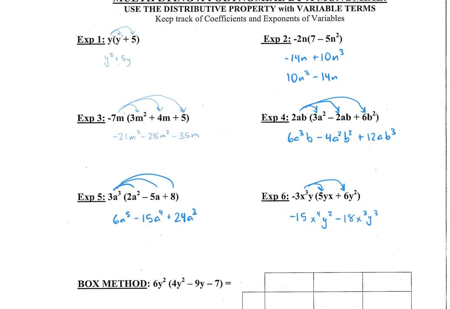Now, for problems like examples 4 and 6, make sure that you're only combining like variables. So only add the a's exponents together. Only add the b's exponents together. Same with the x's and the y's. Don't add an x to a y.